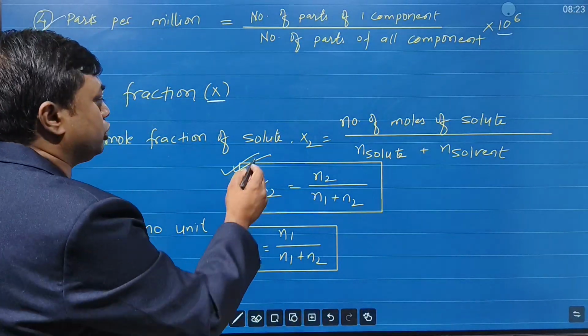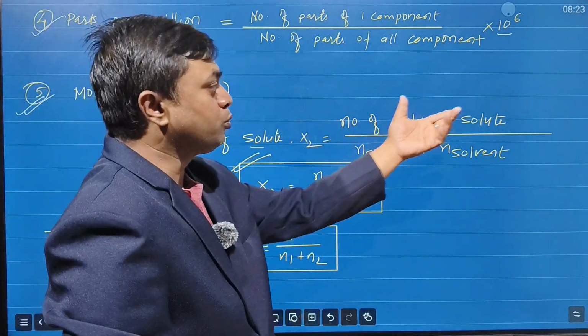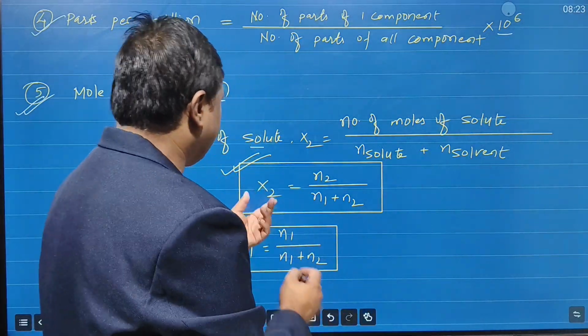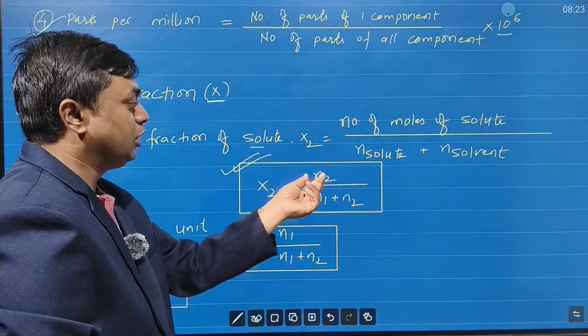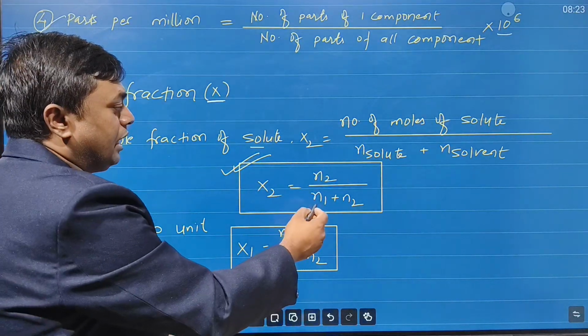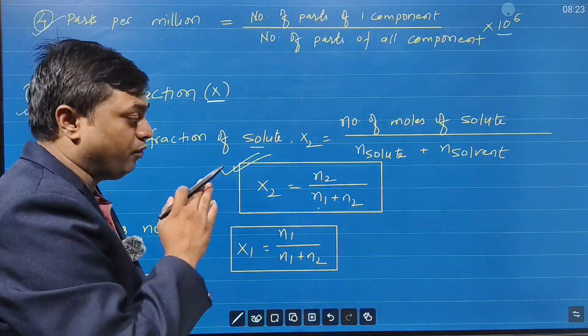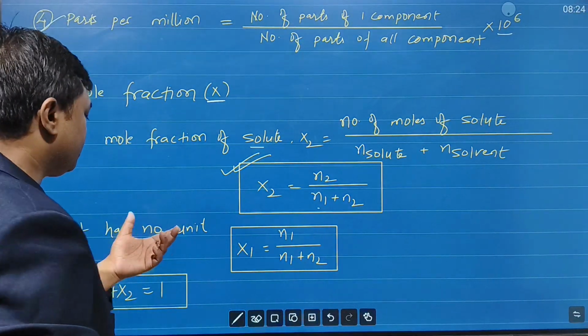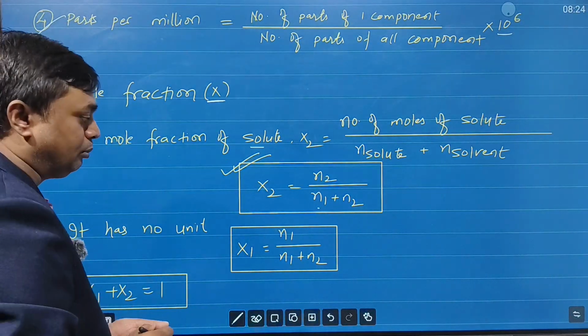Suppose I want the mole fraction of solute, so number of moles of solute by number of moles of solute plus number of moles of solvent. So we can write x2 as x2 is equal to n2 by n1 plus n2. n2 is the number of moles of solute, n1 is the number of moles of solvent. n2 is number of moles of solute only. It has no unit because it is the ratio of two same quantities.